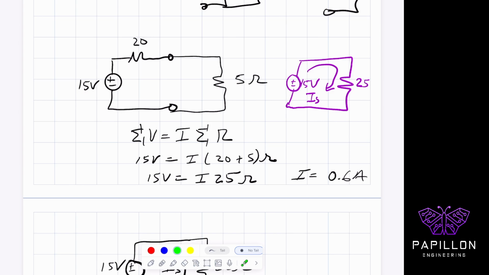15 volts equals I times the sum of all the resistors. Remember, there's no sum of the currents because there's only one current in a series circuit. So 20 plus 5 gives me back 25. So 15 over 25 gives me back 0.6 amps. So I get back 0.6 amps is what's actually flowing through this entire series circuit.